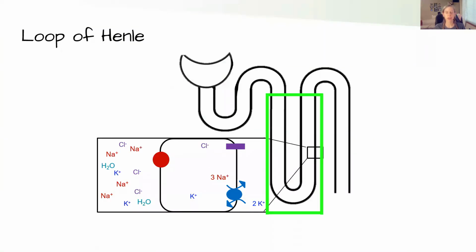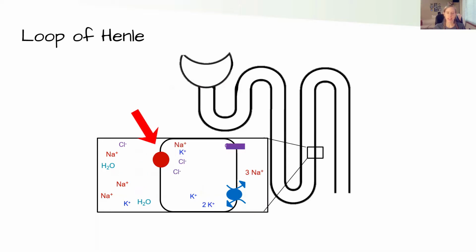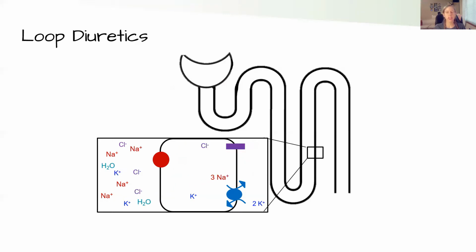The loop of Henle is where about 25% of the total sodium reabsorption happens in the nephron. This sodium reabsorption is powered by an ATP-powered sodium-potassium pump, which creates both a chemical and an electrical gradient, which then allows the NKCC transporter to reabsorb sodium, potassium, and chloride, along with water, because we all know that water follows sodium. Loop diuretics work by blocking that NKCC transporter.